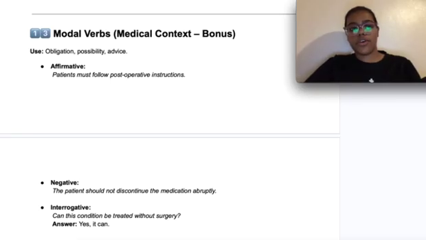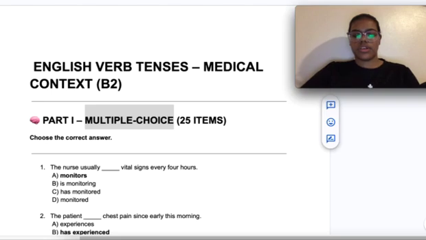And number 13, modal verbs, medical context bonus. Use: obligation, possibility, advice. Affirmative: Patients must follow post-operative instructions. Negative: The patient should not discontinue the medication abruptly. Interrogative: Can this condition be treated without surgery? Answer: yes, it can.